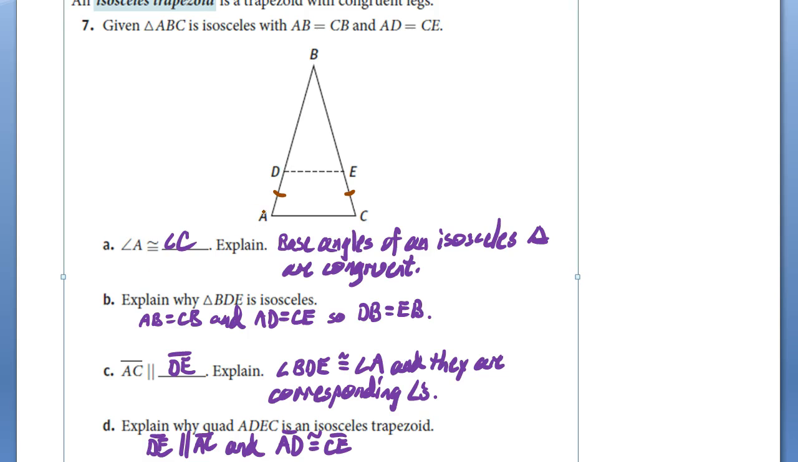Angle A is congruent to what angle? What angle is equal to that one? And that would be angle C, because the base angles of an isosceles triangle are congruent. That was a theorem from a previous lesson.